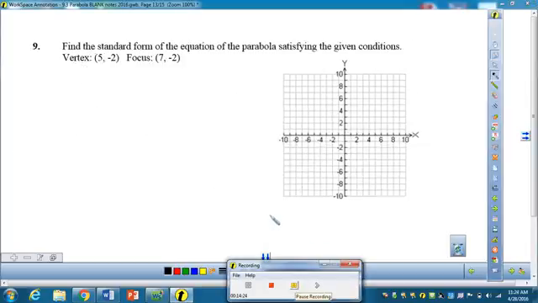Now we're going to work backwards again. So given the vertex and given the focus, we are going to figure out the standard form of the equation. So let's plot the points that they've given us, 5, negative 2, and 7, negative 2.